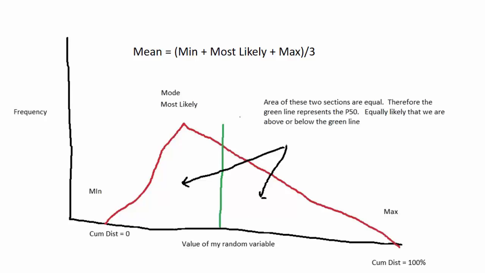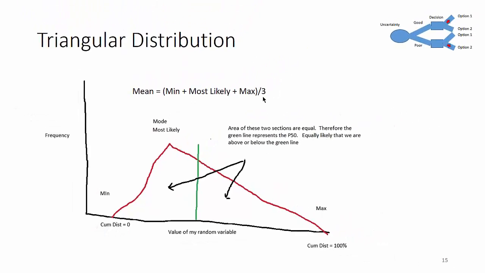And as we saw previously in the diagram, the mean was being defined as the min, most likely, and max divided by 3. One of the advantages of using SIPmath is I don't have to take that as a given. I can actually test whether that's the right answer. So let's go do that using a simple SIPmath model.